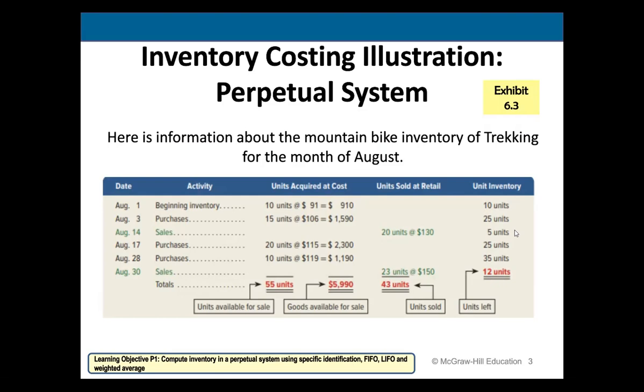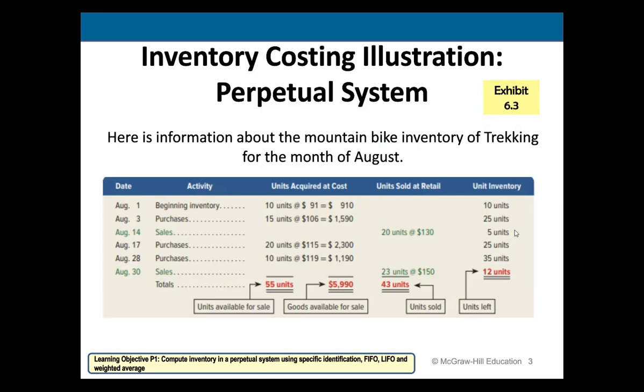So we know that they had 10 units when the month started. They purchased 45 additional units during the month, and they sold 43 units. If they had 10 and purchased 45, that means they had 55 available for sale. If they sold 43, they'll have 12 units left over at the end of the month. So all that information is presented here. The question is, at the end of the month, when we do a report, what was our cost of goods sold, and what is the value of that ending inventory?